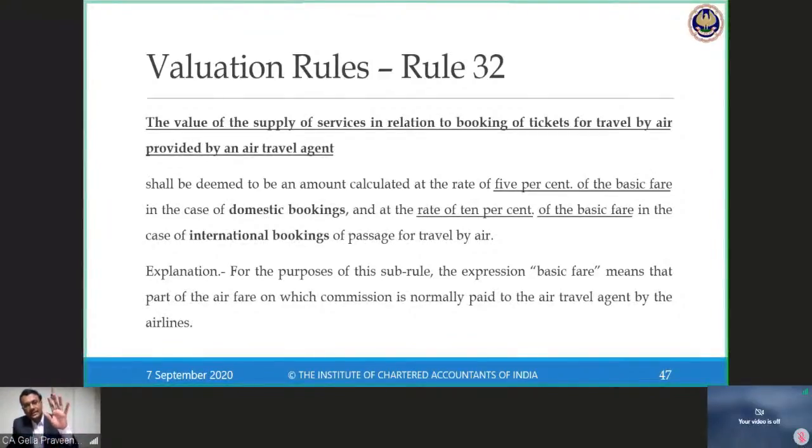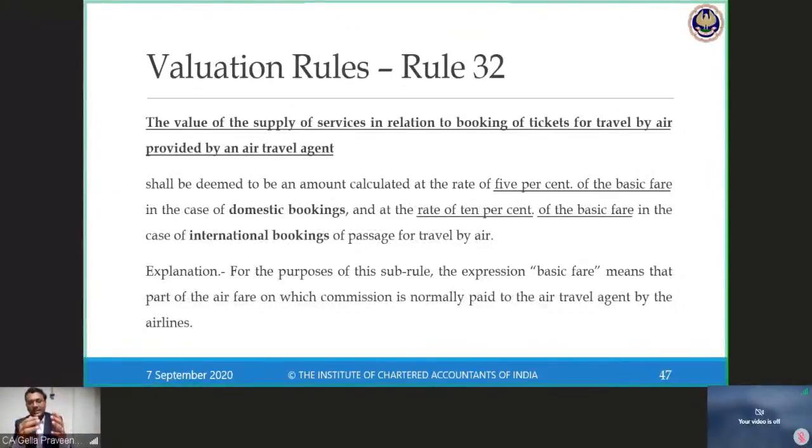So if it is a domestic booking by a travel agent, then 5%. International booking 10%. Now the explanation they have given. What is a basic fare? Basic fare means the part of the airfare on which commission is normally paid to the air travel agent by the airlines. So airline authorities pay commission to this travel agent. When there is a commission payable, the basic fare on which commission is payable is called your basic fare for the purpose of valuation.